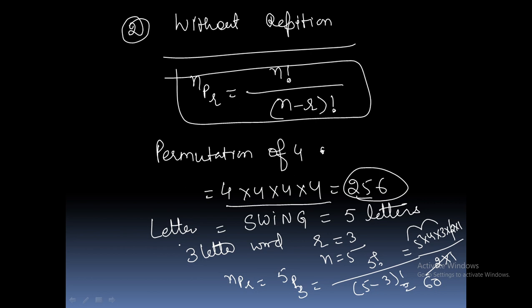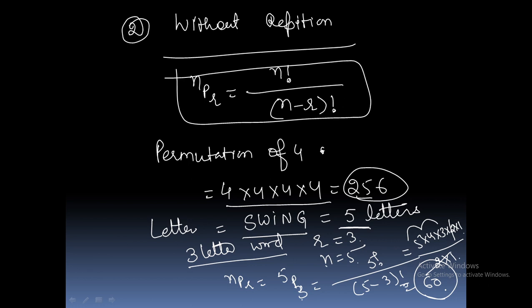How many 3 letter words, with or without meaning, can be formed out of the letters of the word SWING when repetition of letters is not allowed? The number of letters in SWING is 5, and we have to form a 3 letter word. That means r is equal to 3, n is equal to 5. 5P3 is 5 factorial over (5 minus 3) factorial, that is 2 factorial, 2 multiplied by 1. 5 factorial means 5 multiplied by 4 multiplied by 3 multiplied by 2 multiplied by 1, and after cancelling we find that 60 is the answer. 60 is the permutation for this question.